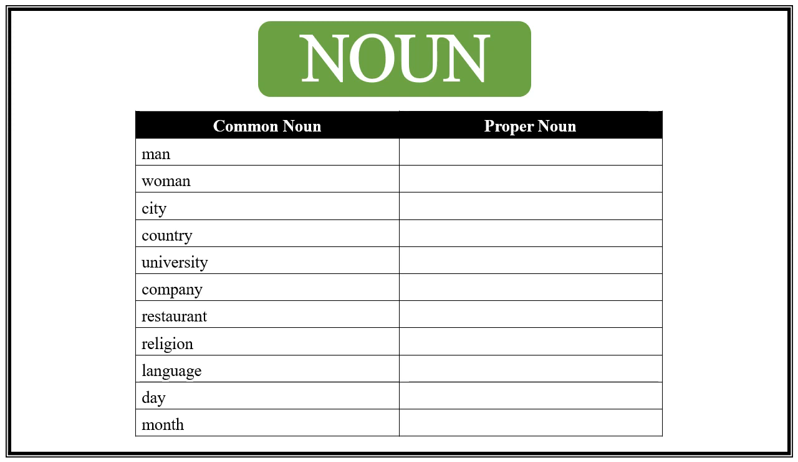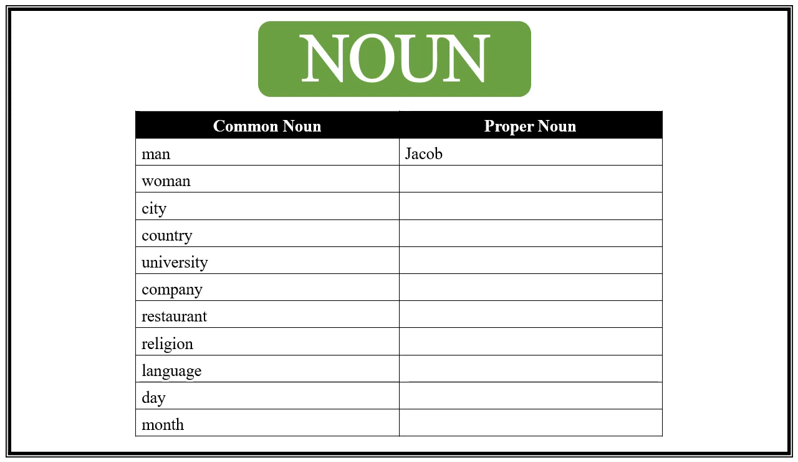The difference between common nouns and proper nouns becomes clearer when they are listed side by side. In this chart, all the nouns on the left are common nouns, and all the nouns on the right are proper nouns. For example, man is a common noun because it can mean any man, but Jacob is the name of one man, one individual. So, Jacob is a proper noun.